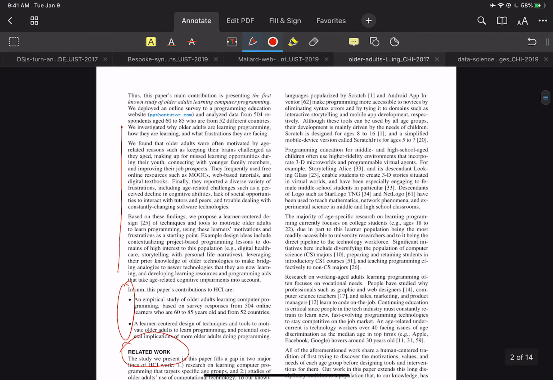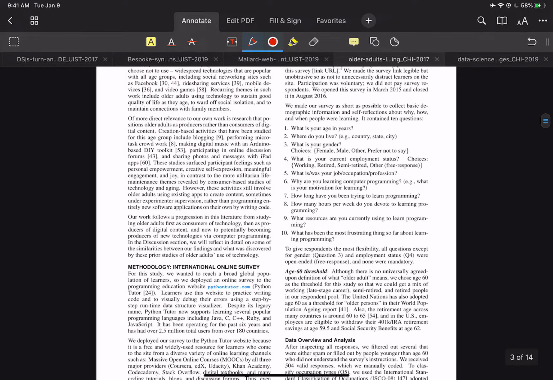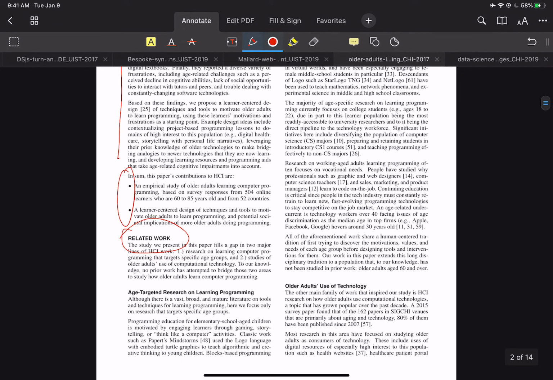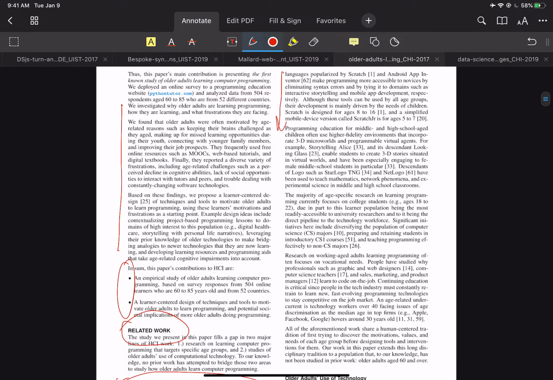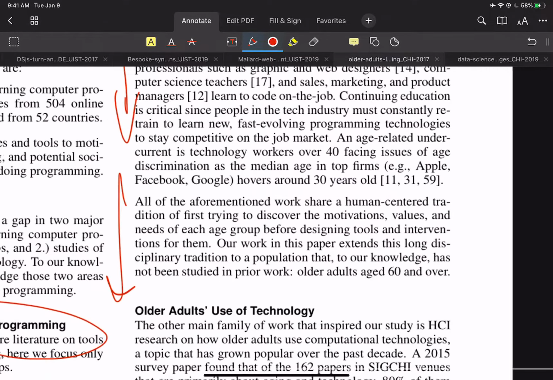So there isn't any related work on older adults studying programming. So then why do I have a related work section that's a whole page? It's because I want to see stuff that's around, right? So this is age-targeted research and learning programming. This is basically saying there's a bunch of people studying learning programming about kids and people of different ages, but no one has done it for older adults.